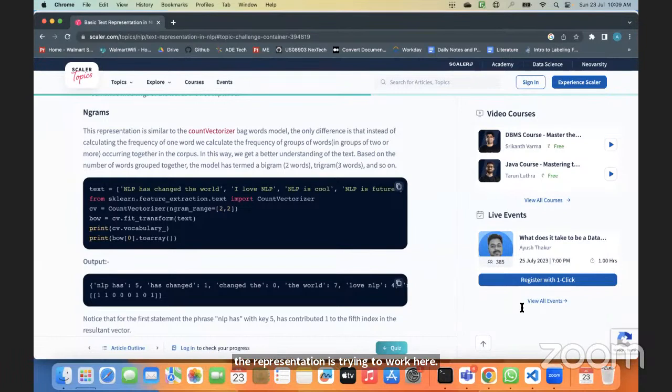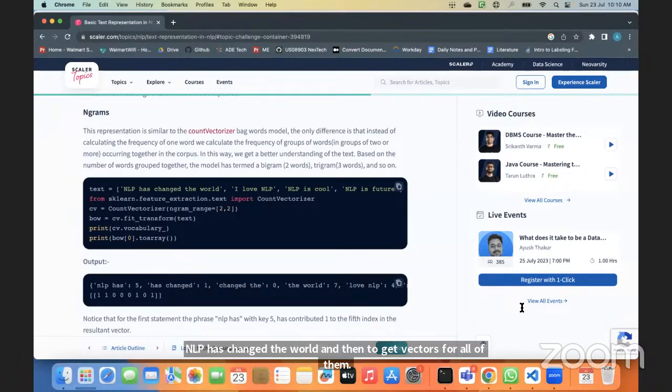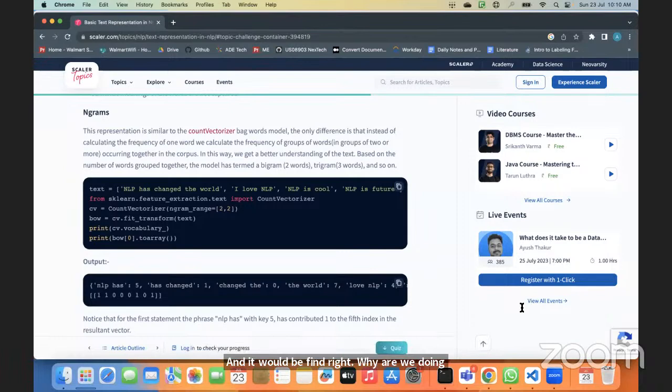So why are we doing this? Why do you represent clusters? You have the words, simple enough. Why are we even bothering? You can just say NLP has changed the world and get vectors for all of the words, and it would be fine, right? The reason we are doing this is to encode the context, as we discussed. Context is the important thing.